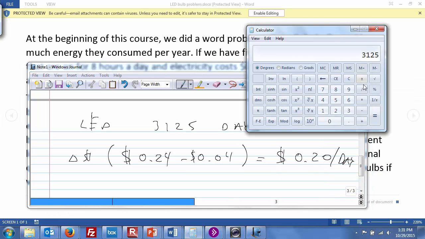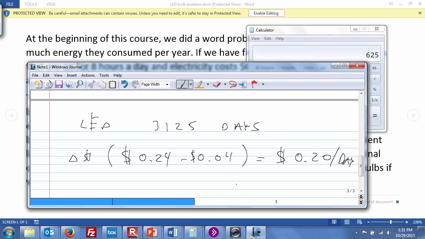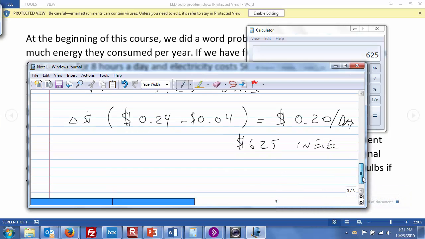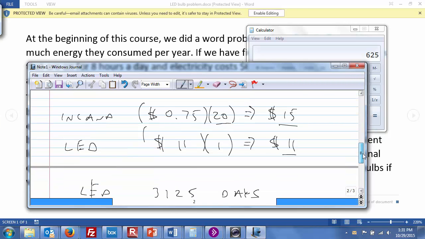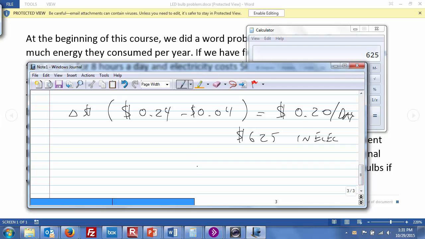Now multiply that times our 31.25, which is our days of lifespan, times 0.2 equals $625. $625 in savings just in electricity. There we go. But we also know we bought 5 bulbs for a savings of $4 each, when we compare that to the 20 incandescent bulbs we have to buy to match it. So a $4 difference in price for each bulb times 5 means we saved another $20 just in purchase price of the bulbs. So our total savings is going to be $645.